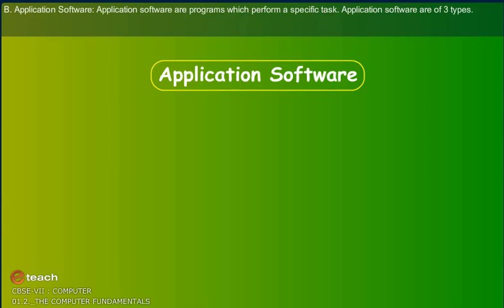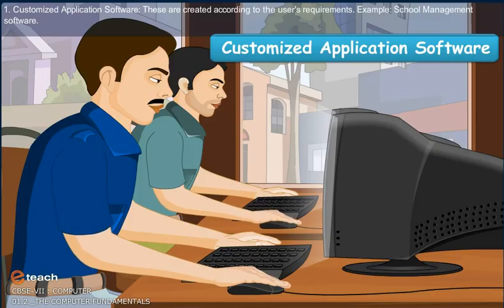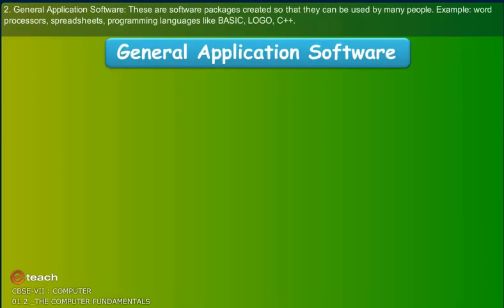Application software. Application software are programs which perform a specific task. Application software are of three types. 1. Customized application software. These are created according to the user's requirements. For example, school management software.